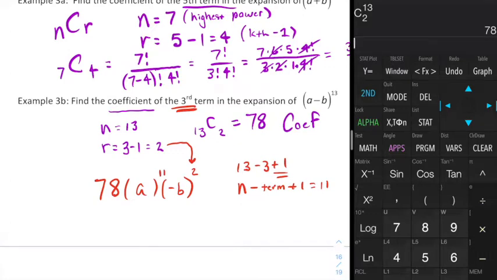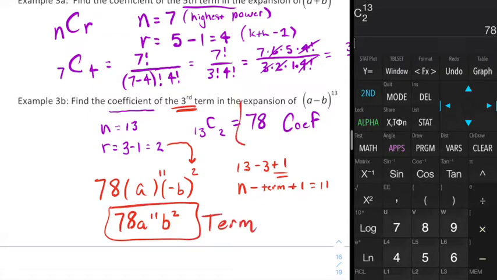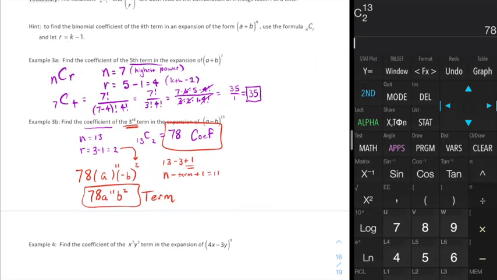Okay, and then after you do that, you can do, okay, 78, a to the 11th. If you do b squared, or really negative b squared, that's going to become positive, so that would be b squared with a positive 78 out in front right there. So that would be the term, and then this would be the coefficient, because I think you'll do a little bit of both there on your homework. So I wanted to make sure you guys were good there on that.